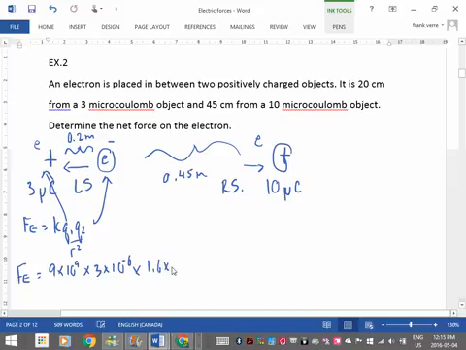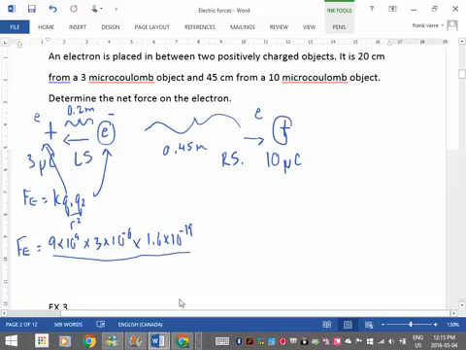1.6 times 10 to the negative 19. A very, very tiny amount. Okay, and then we could draw a line here. The distance between the two is 20 centimeters or 0.2 meters, squared. Okay, that's the left side. So we can figure out what that force is.